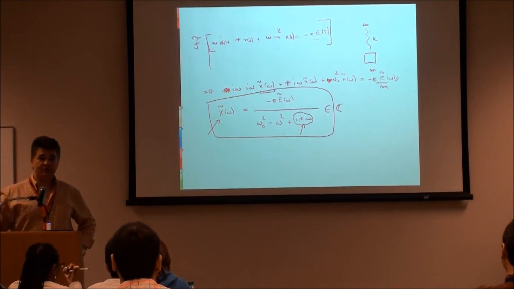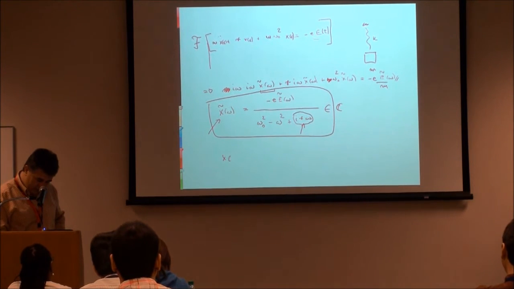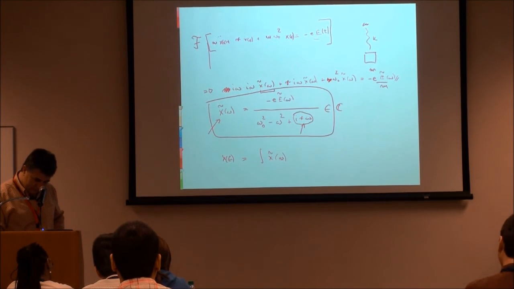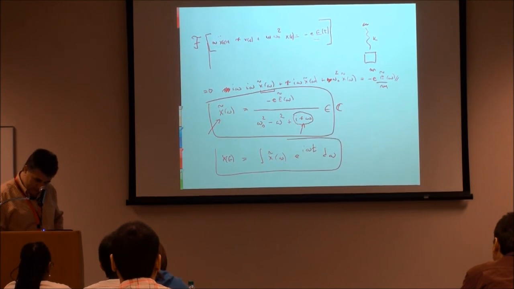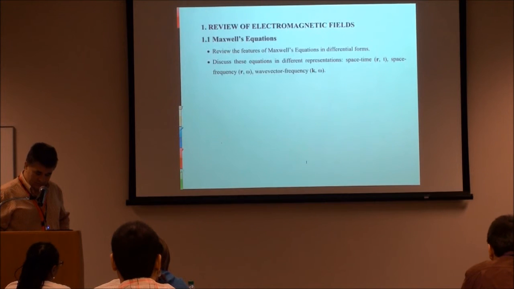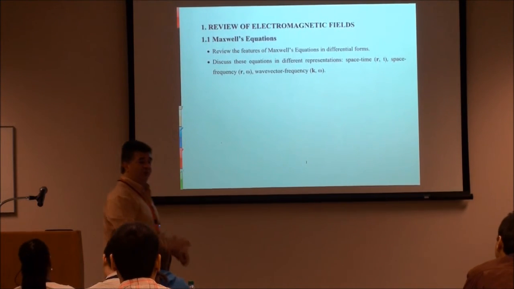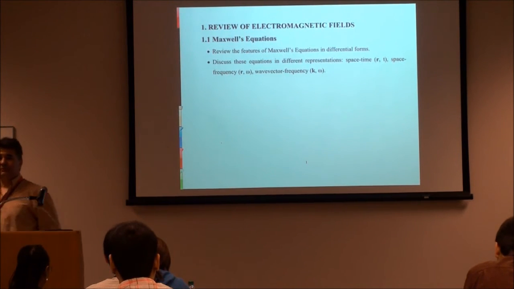Okay, so we just solved the problem in 2 lines in the frequency domain. If I want to get it in time domain, x of t is basically the Fourier transform back of this, e to the i omega t, I forgot whether it's plus or minus, d omega. That's it. Very easy. Any questions before we move on to try to apply some of these things to electromagnetics?